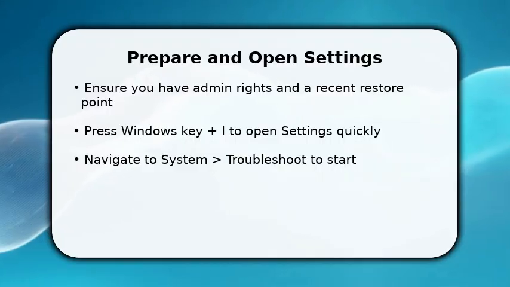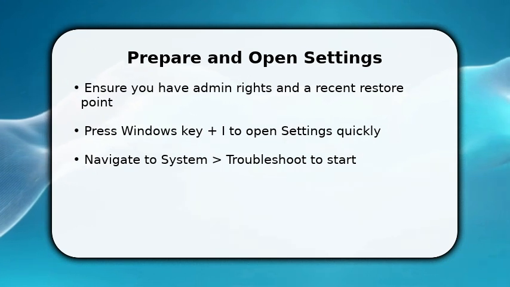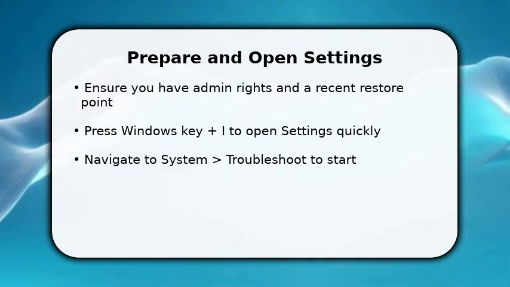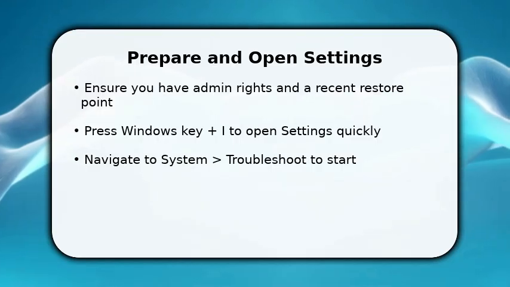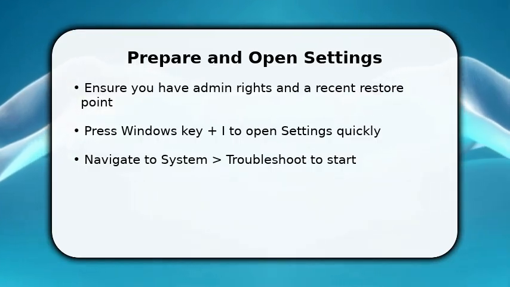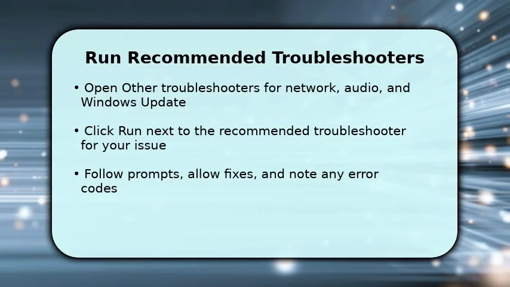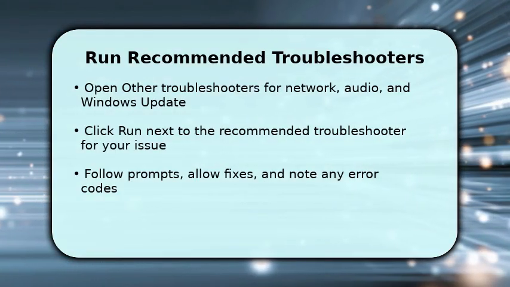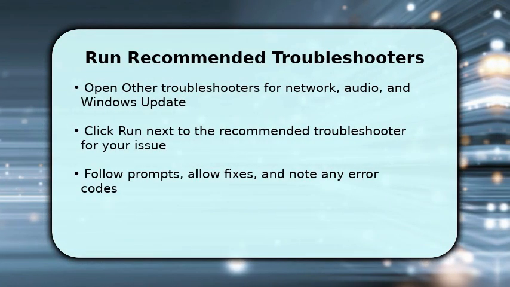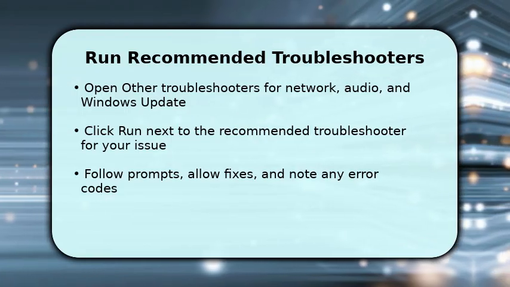Make sure to pause other apps so tests run without interference. Once in Troubleshoot, select Other troubleshooters to see targeted tools for network, audio, display, and Windows Update. These are the middle steps where most fixes happen. Click Run on the tool that matches your symptom and follow the on-screen prompts. Windows will attempt automated repairs and may ask permission to change settings.